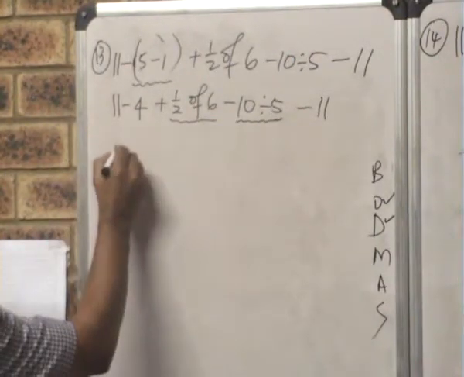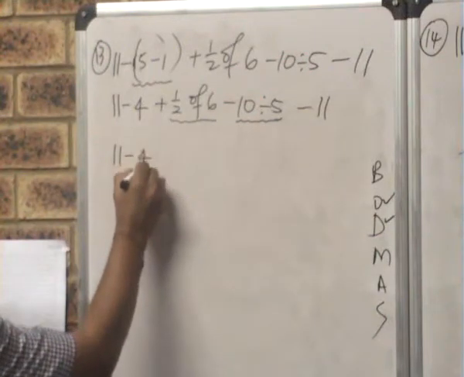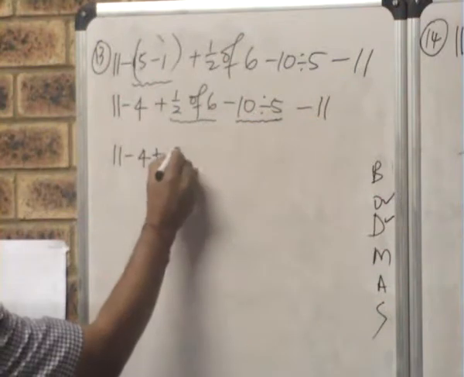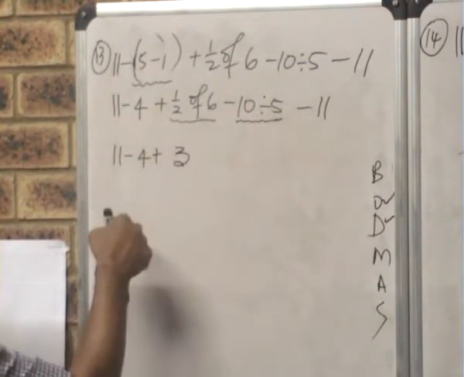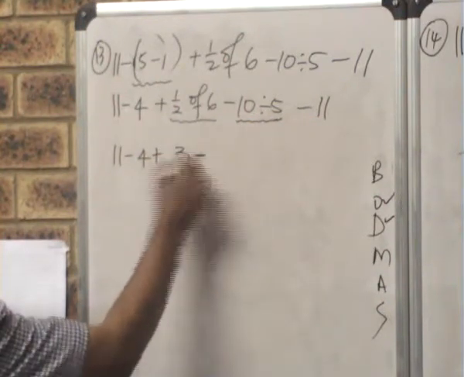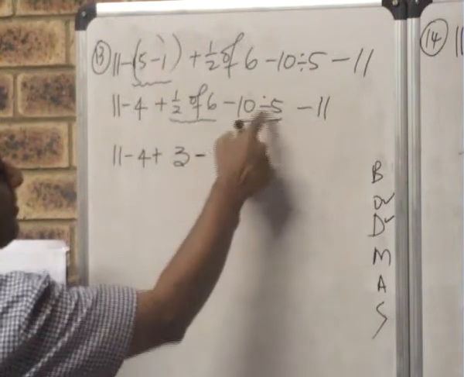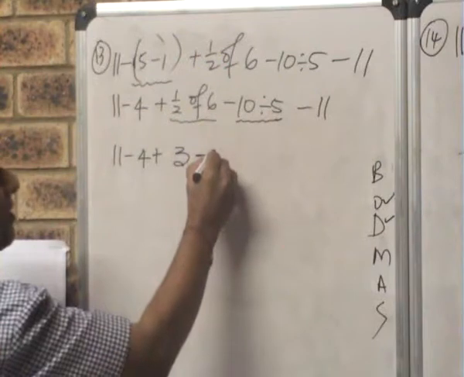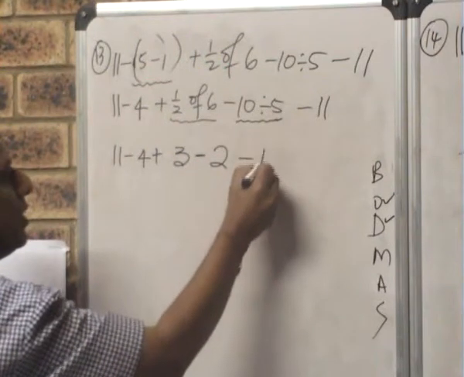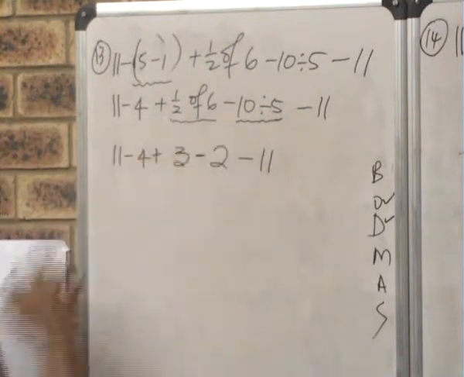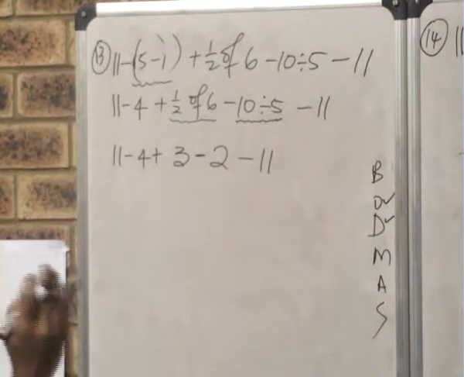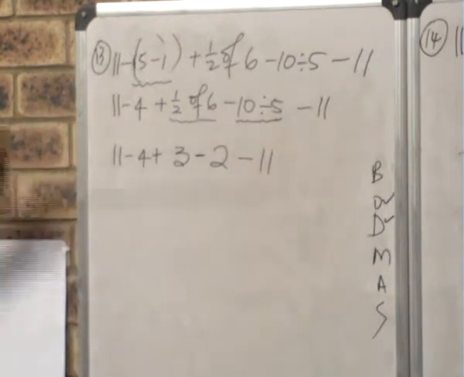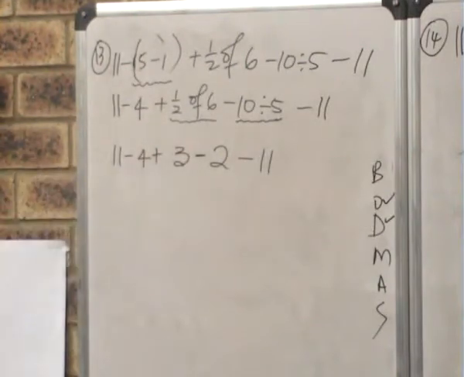So there's your 11 minus 4 plus, now half of 6, it's fairly simple, that's 3. Minus 10 divided by 5, that's very simple. I can do the division straight away in the same step. 10 divided by 5 is 2. So sometimes you can do two steps at one time as long as you're following the order correctly. See, as long as you follow the order correctly.